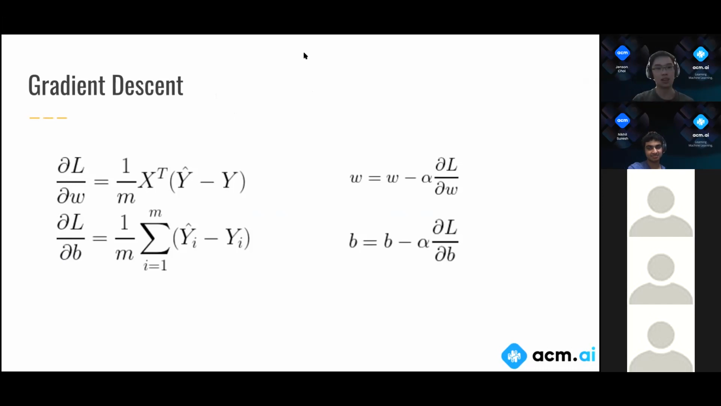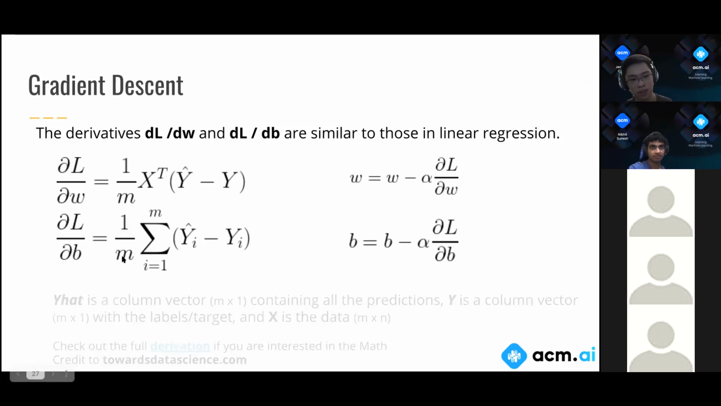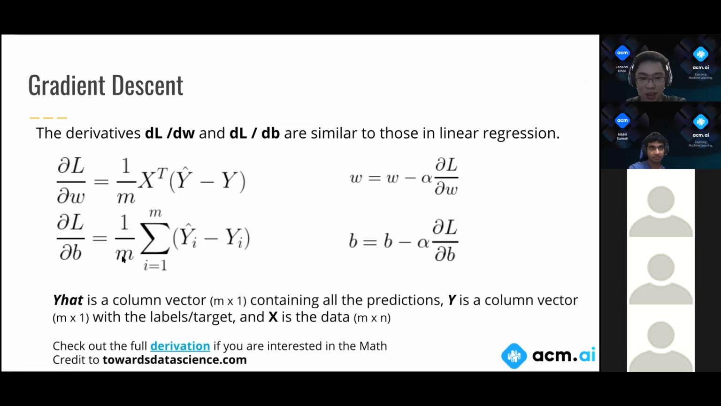All right, so the gradients of binary cross entropy look something like this. Recall that the derivatives are very similar to those for linear regression, but the only difference here is that the gradients are in matrix form. So y hat is now a column vector with m rows and 1 column. As usual, y hat has our predictions, and y is also a column vector with all the targets of our data set. And now X is the data, but it's an m by n matrix.